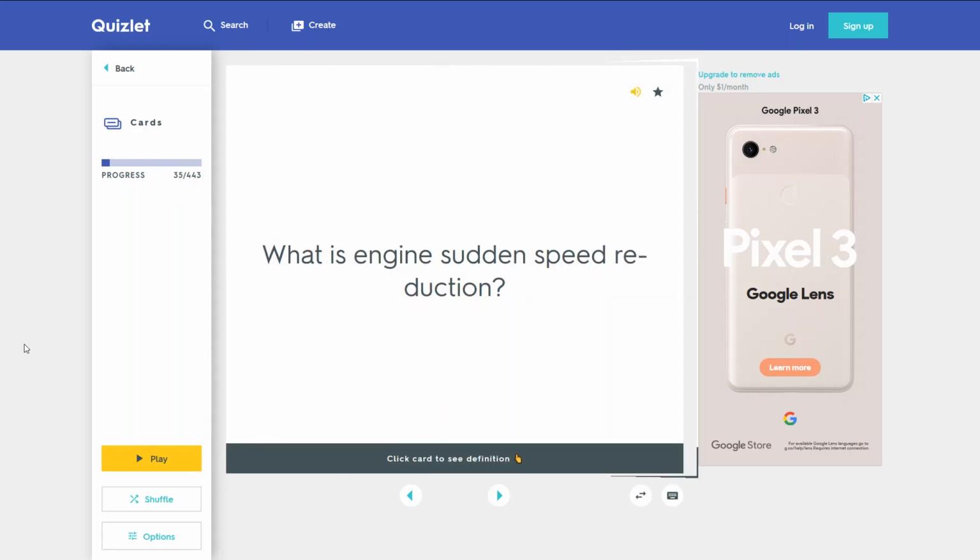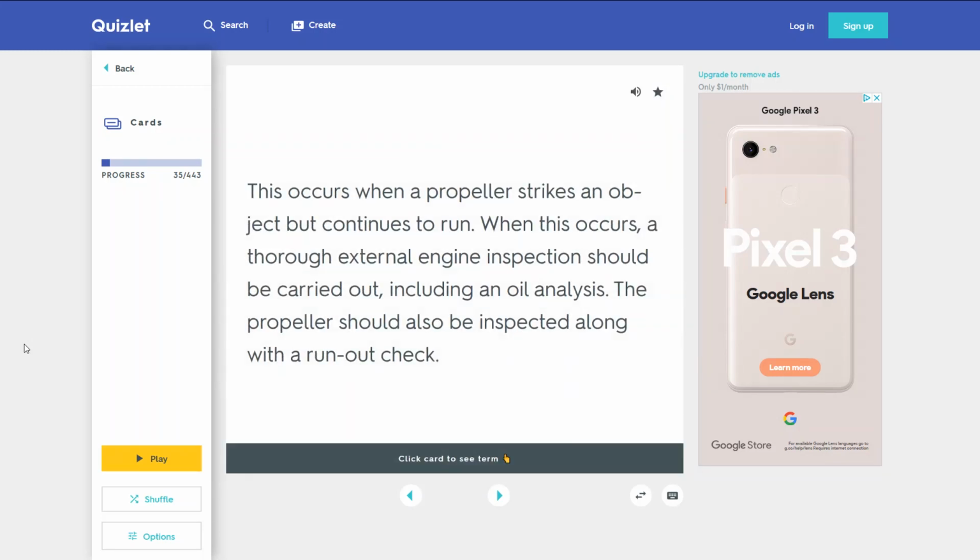What is engine sudden speed reduction? This occurs when a propeller strikes an object but continues to run. When this occurs, a thorough external engine inspection should be carried out, including an oil analysis. The propeller should also be inspected along with a run-out check.